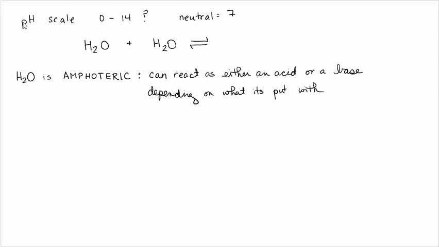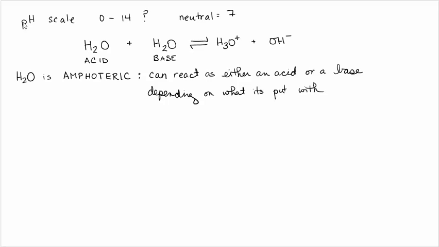There are other things that are amphoteric. We'll get into those a little bit later, but water is the biggest one. So let's say that this water over here on the left is the acid. This water over here on the right is the base. We can do a proton transfer. The acid wants to get rid of its proton. The base wants to take the proton. So we're going to form hydronium ion and hydroxide ion. So water reacts with water to be in equilibrium with hydronium and hydroxide.